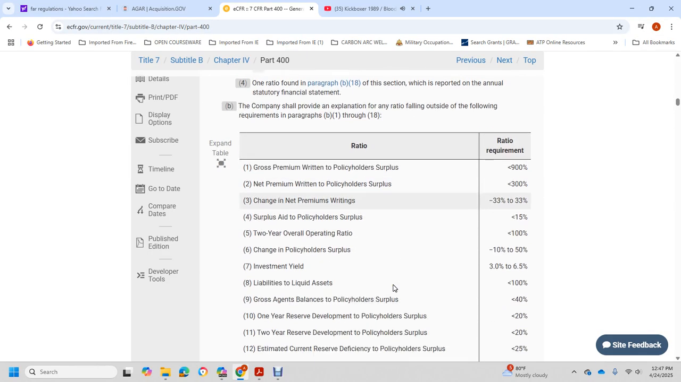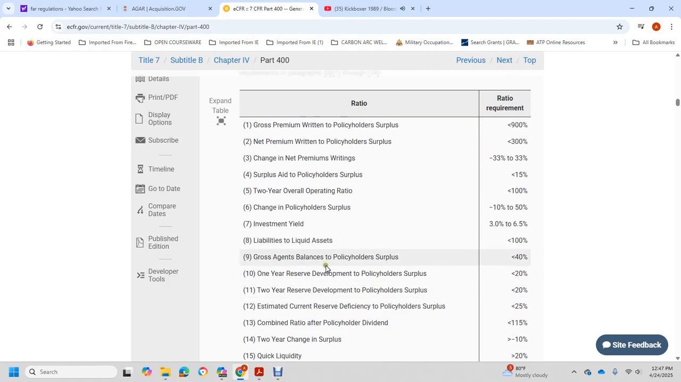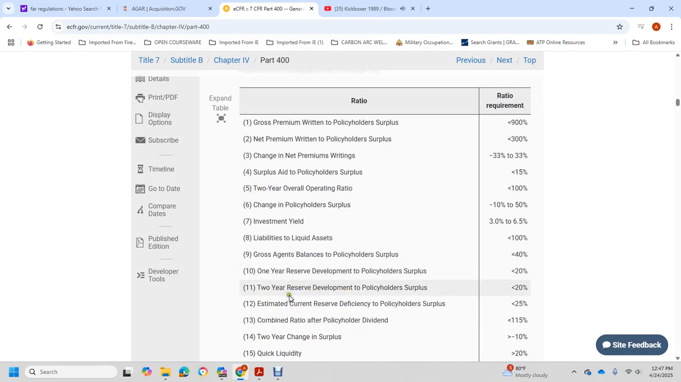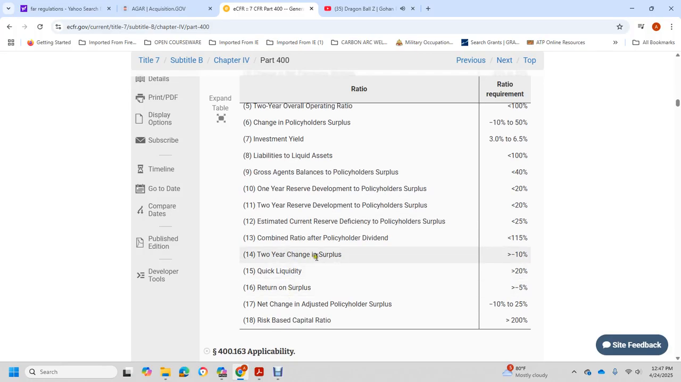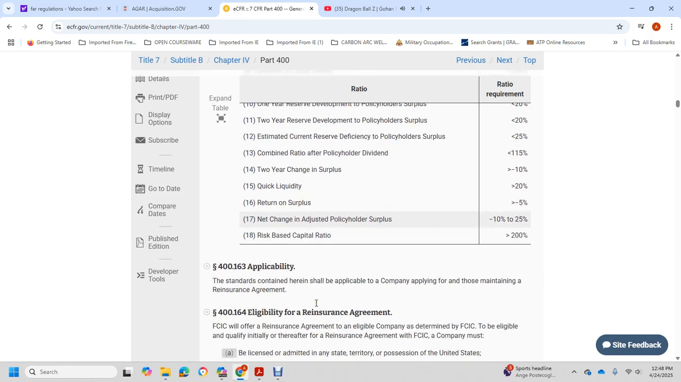Paragraphs B1 through B18: gross written premium to policyholder surplus, net premium written to policyholder surplus, change in net premium written, two year overall operating ratio, change in policyholder surplus, investment yield, liabilities to liquid assets, gross agents' balances to policyholder surplus, one year reserve development to policyholder surplus, two year reserve development to policyholder surplus, estimated reserve deficiency to policyholder surplus, combined ratio after policyholder dividend, two year change in surplus, liquidity, return on surplus, net change in adjusted policyholder surplus, and risk-based capital ratio.